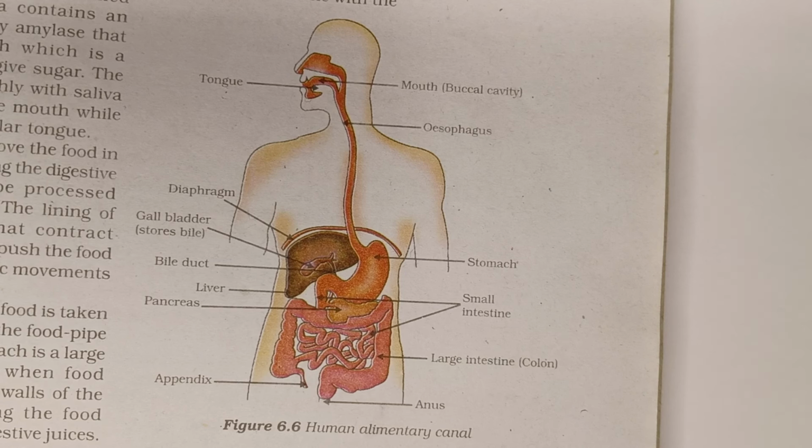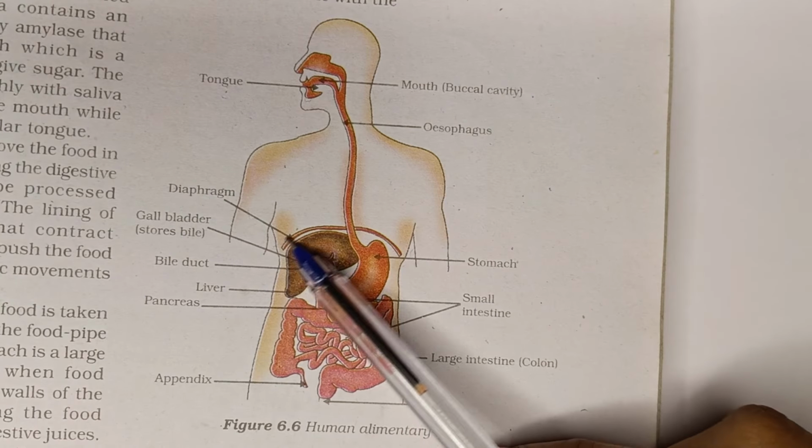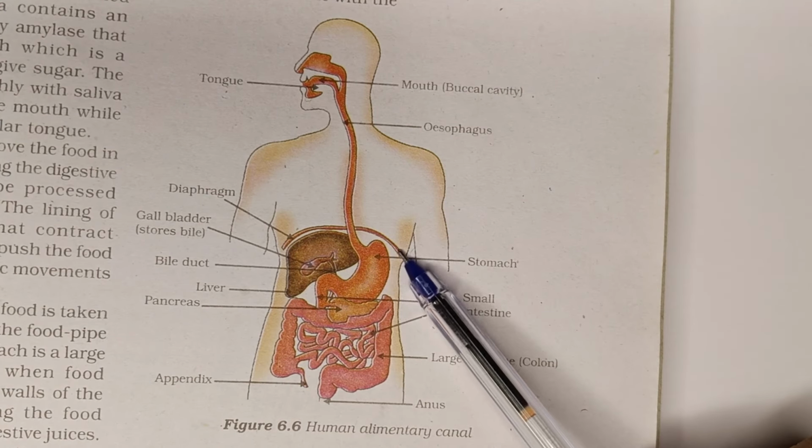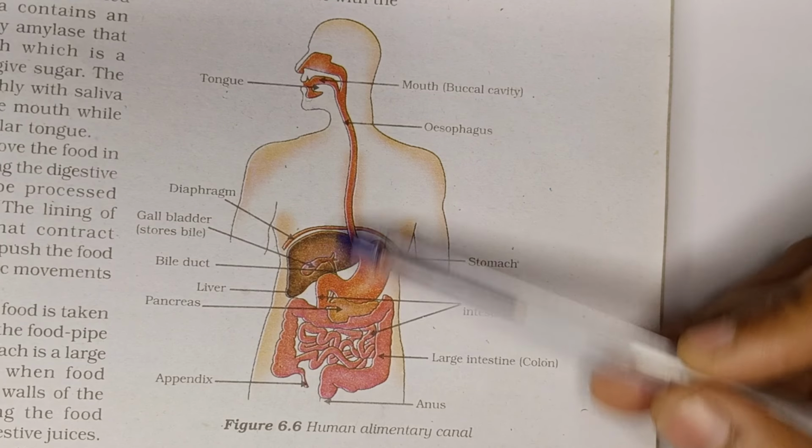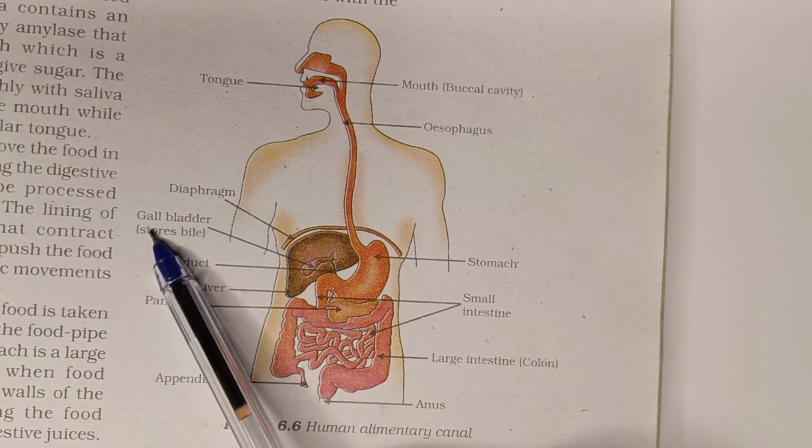Now what will the pepsin do? It will break down the protein. And mucus, because HCl is highly acidic, will protect the walls of the stomach. Then we have this diaphragm. You can see it is to maintain the structure, because it will separate the lungs and the digestive system from each other. So now we have the gallbladder.